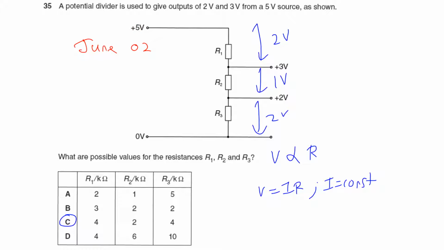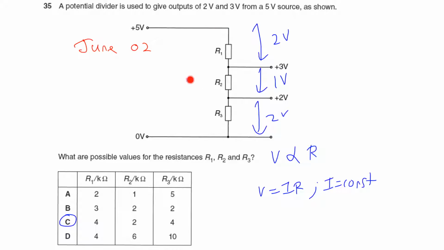But from the potentials, we can find the PD. Because if this is 5, this is 3, the difference is 2. 3 and 2, difference 1. 2 and 0, difference is 2. So the PD across each of the resistors is given as 2, 1, 2.